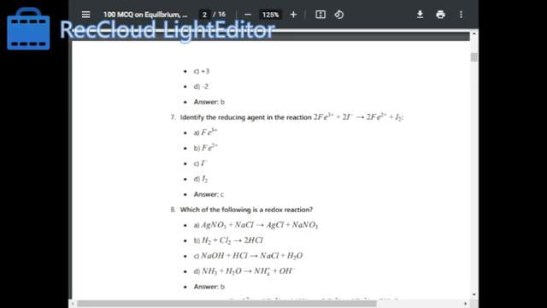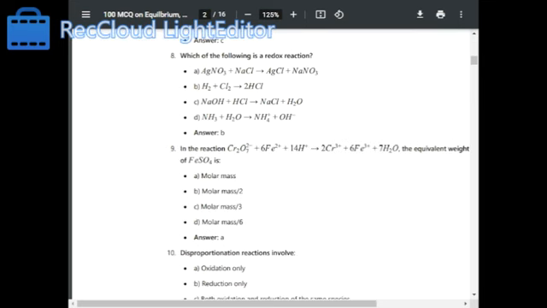Question number 8. Which of the following is a redox reaction? Option A, AgNO3 plus NaCl is equal to AgCl plus NaNO3. B, H2 plus Cl2 is equal to 2HCl. C, NaOH plus HCl is equal to NaCl plus H2O. D, NH3 plus H2O is equal to NH4 plus ion plus OH minus ion. The option B is correct. H2 plus Cl2 is equal to 2HCl, so it is a redox reaction. Option B is correct.